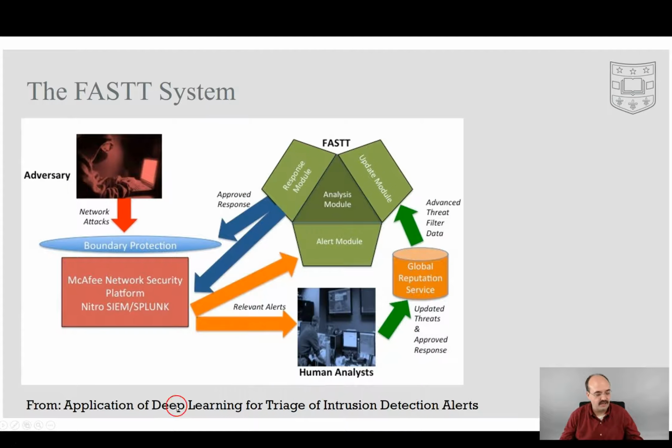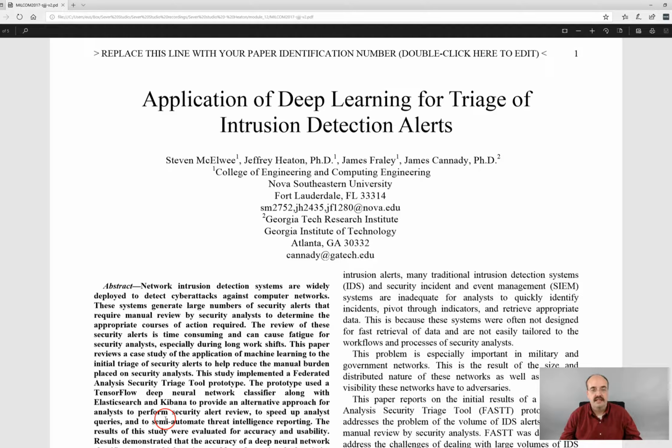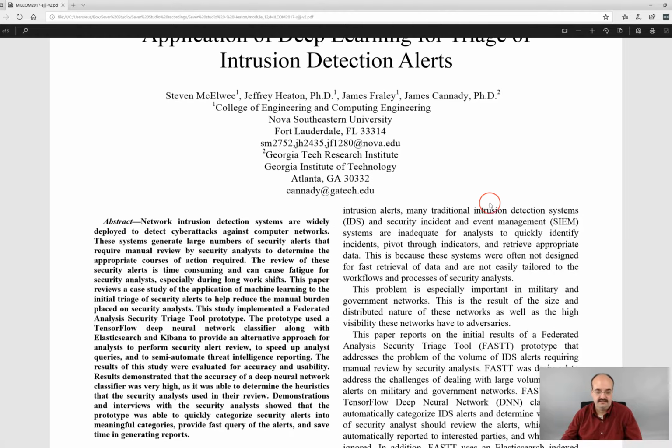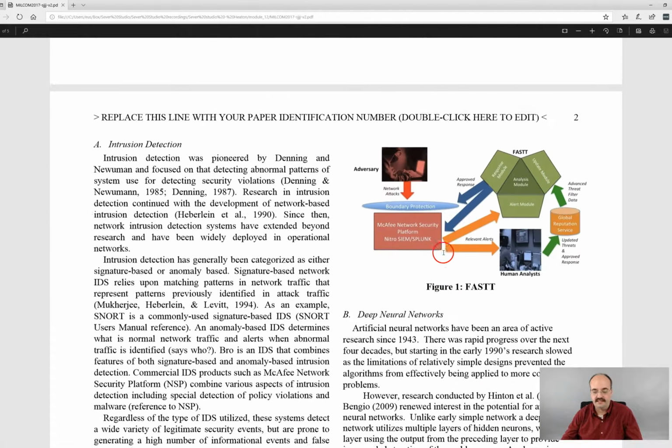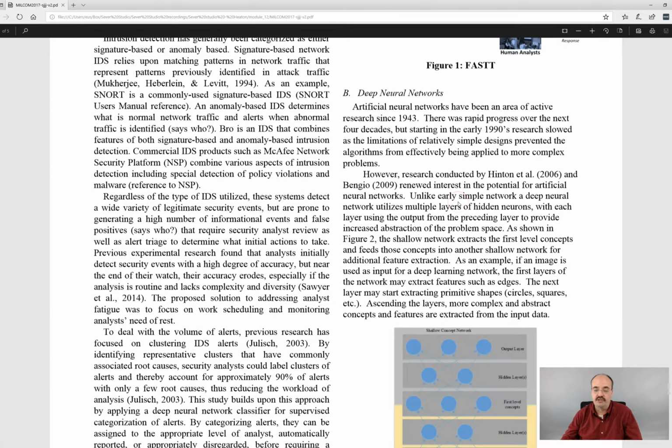So I'll get to that slide in a moment, but the paper that we presented shows largely where I got some of the individual images from. This paper was done by myself and a number of other people, Stephen McElwee, me, James Fraley, and James Kennedy. You can basically pull this up in Google Scholar if you have the appropriate access for that. That's the diagram that I really just showed you.